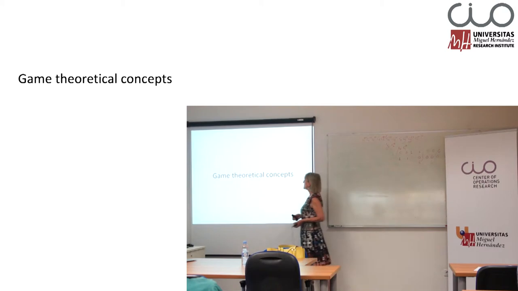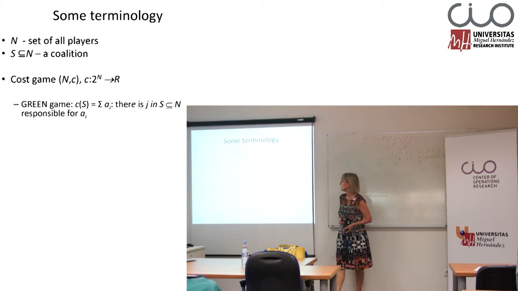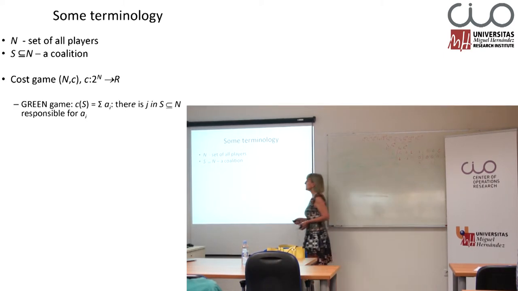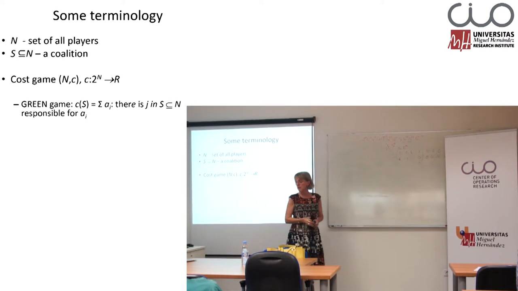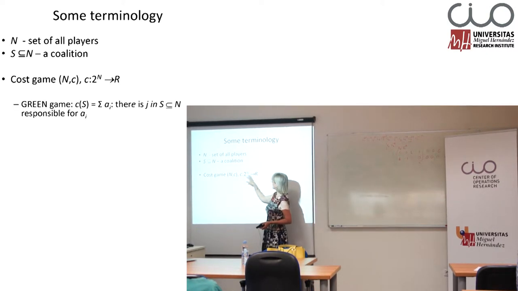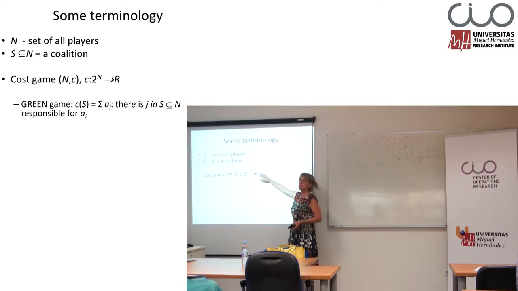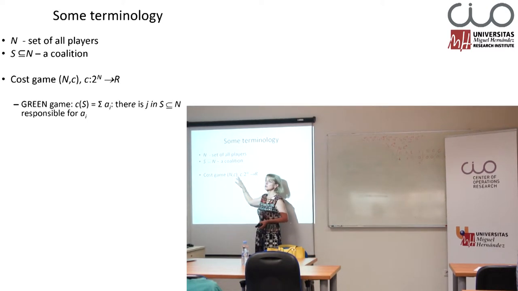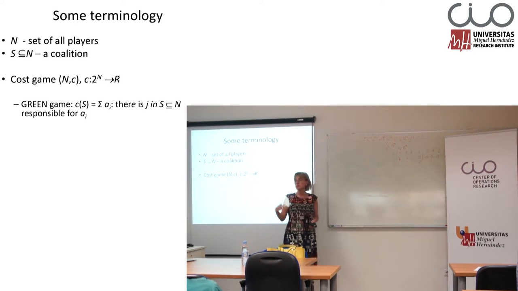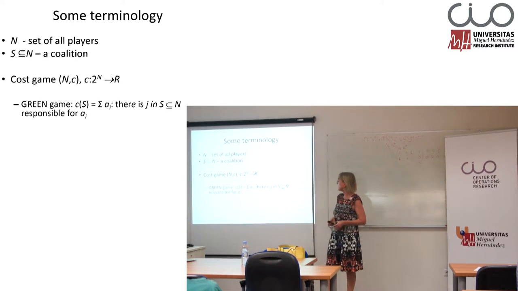And so just to briefly go over some basic concepts from game theory that we used in our approach. We will denote by N the set of all players, coalitions, which are subsets of N, will be denoted by S, and we will be looking at a cost game. So we are looking at a function C, which assigns to every coalition a certain value, and this value will be the emission that is generated by this coalition. Because we want to cut emissions as much as possible, the cost game is the appropriate thing here.